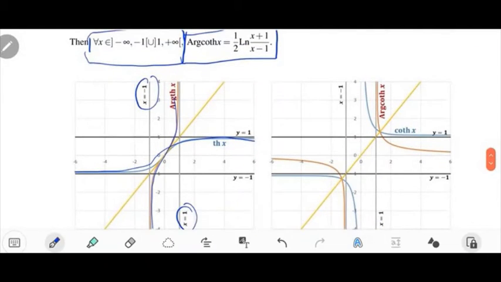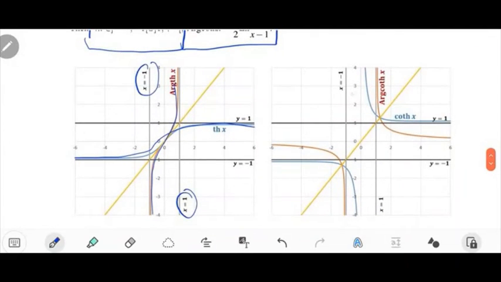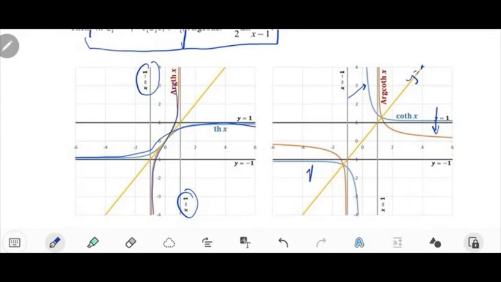And if you go to the graph, we see in blue in here the coth x, and in red in here the arccoth x, which is symmetric to coth with respect to the yellow line y equal x. And also on the negative side of the graph, in blue we have the coth, and in red the arccoth, which is symmetric to coth with respect to the yellow line.